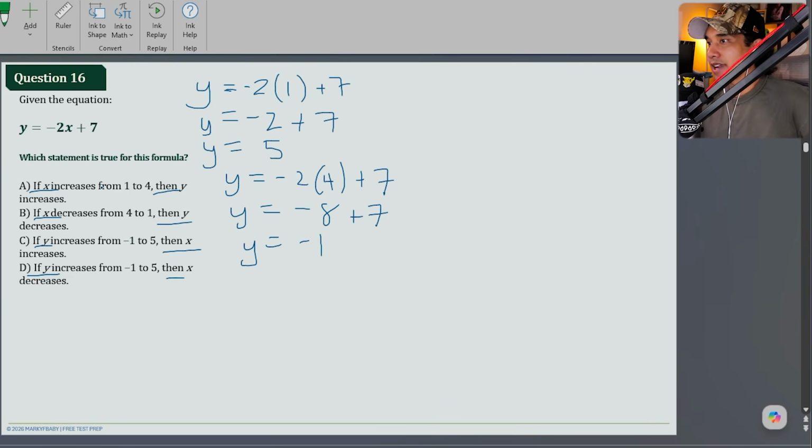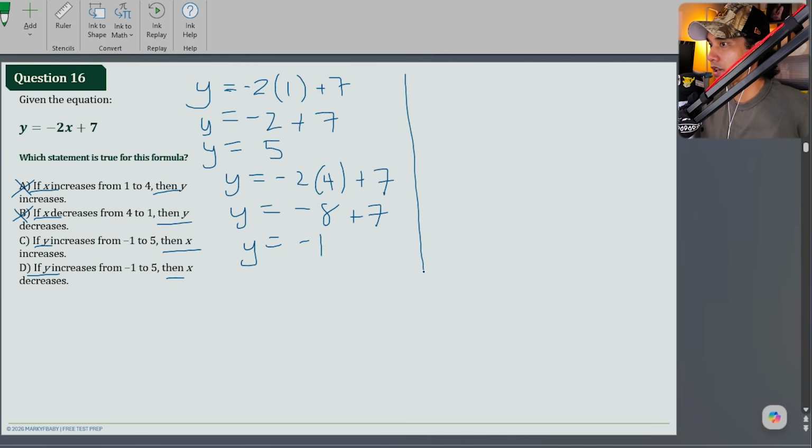If x increases from 1 to 4, then y increases. No, y decreased from 5 to negative 1. Wrong. If x decreases, let's just do the opposite. If x decreases from 4 to 1, then y decreases. Well, it actually increased. The opposite happened. So B is incorrect.